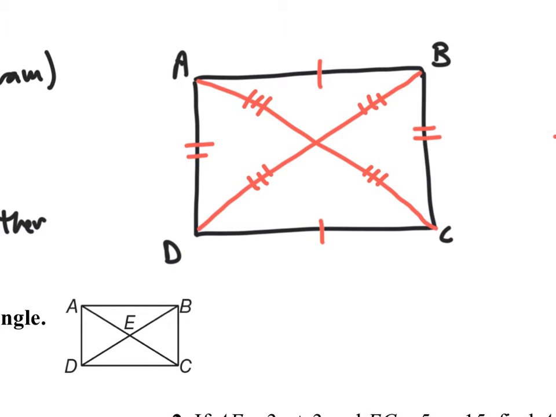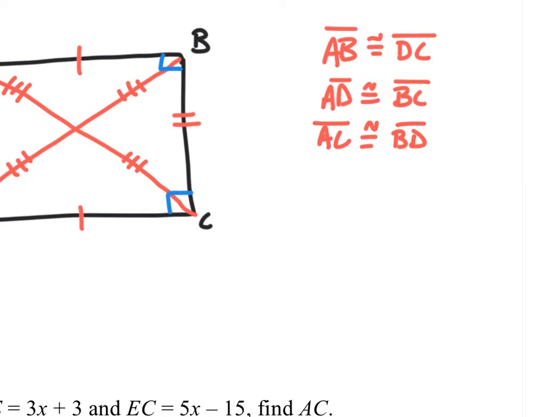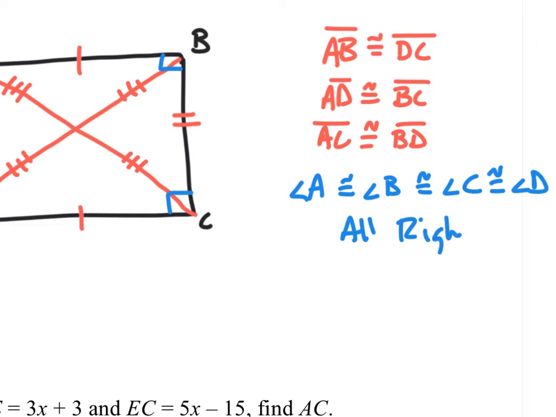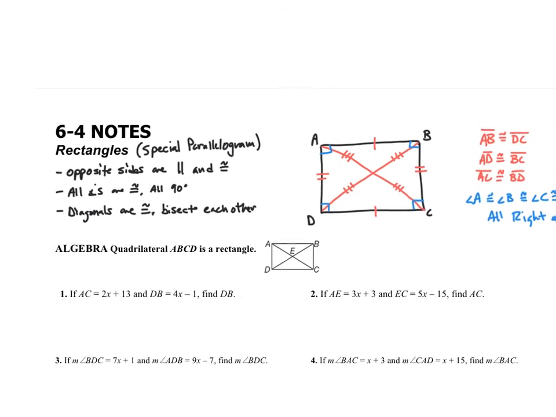And then finally, the last thing that we can say is that all the angles form 90 degrees. So angle A is congruent to angle B, which is congruent to angle C, which is congruent to angle D, and they're all 90 degrees, so all right angles. Okay, so those are the properties of a rectangle.